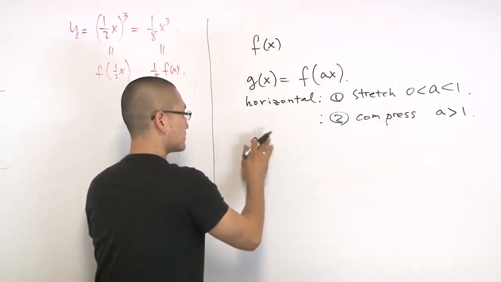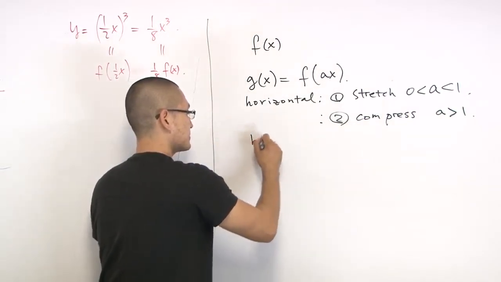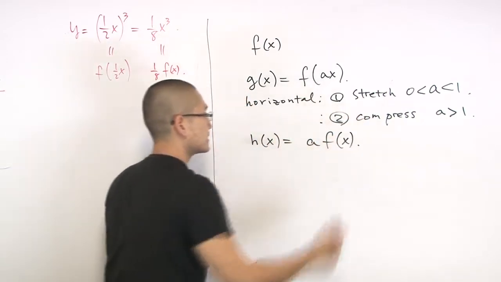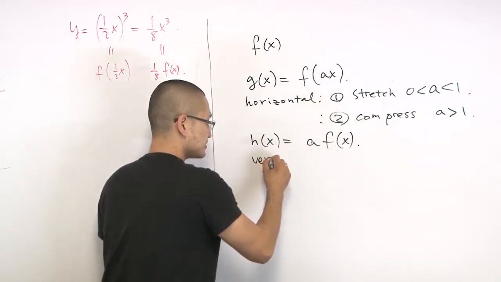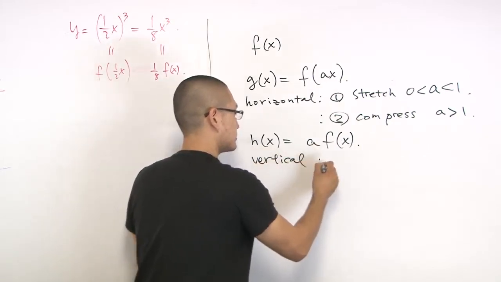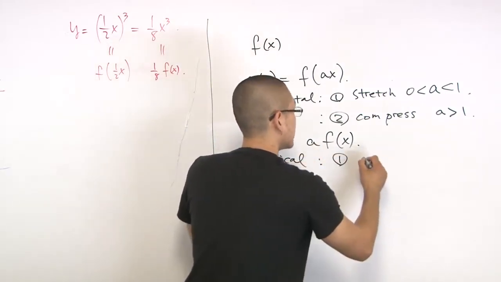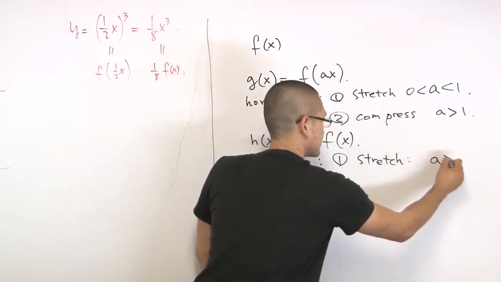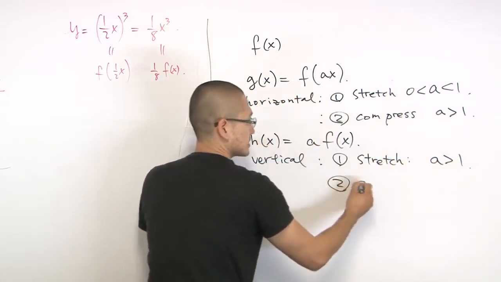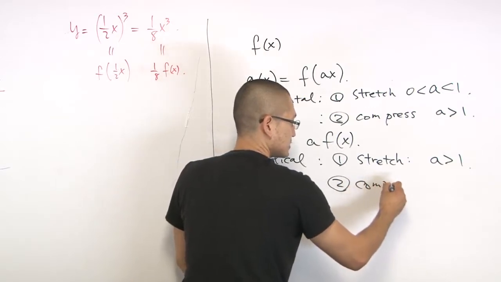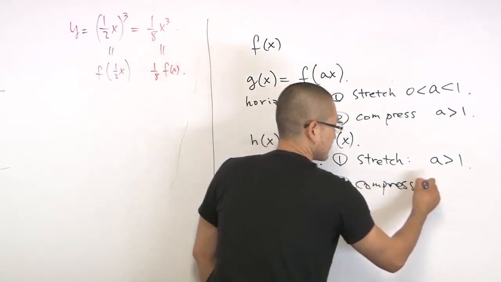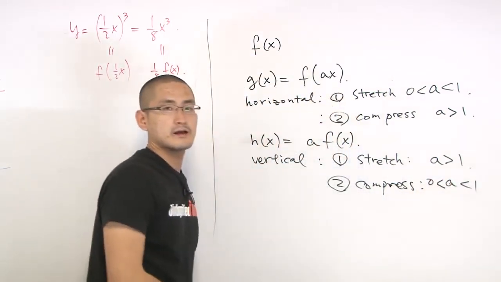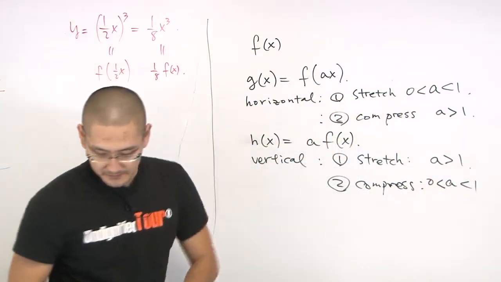Another function, h of x, if I give a times f of x, then it's a vertical change. And you guys know what to do. First thing is stretch if a is greater than 1. Number 2, compress vertically if a is less than 1, greater than 0. Okay, that's all I wanted to say.